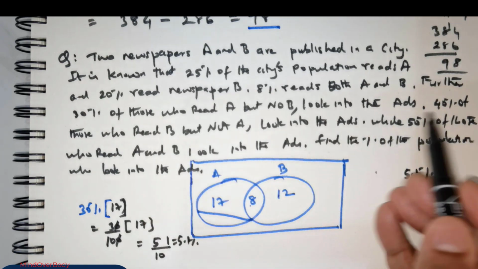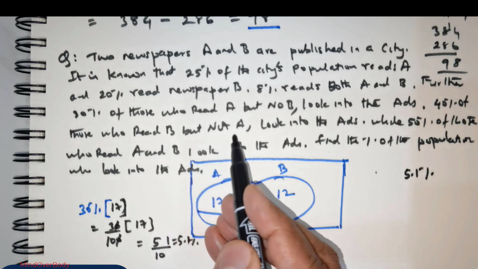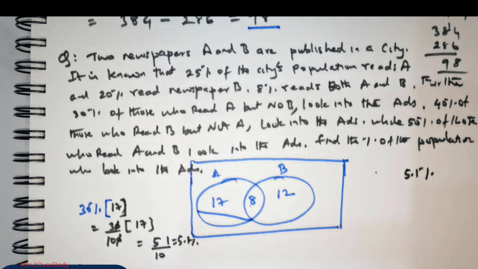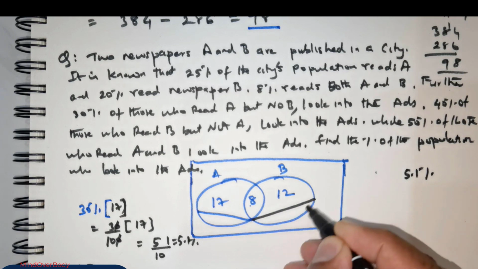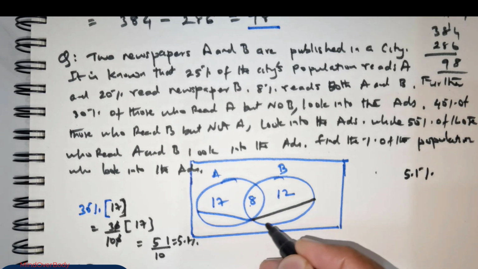Next, look into ads: 40% of those who read B but not A look into ads. So 40% of those who read B but not A. So this is the region, right?